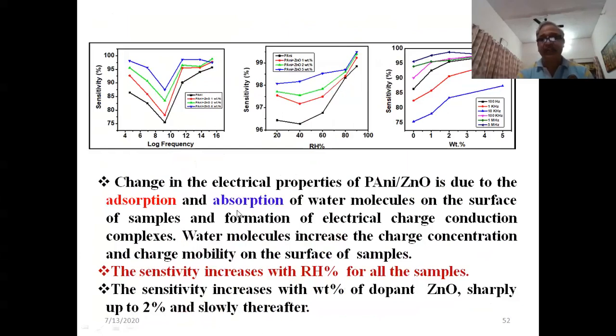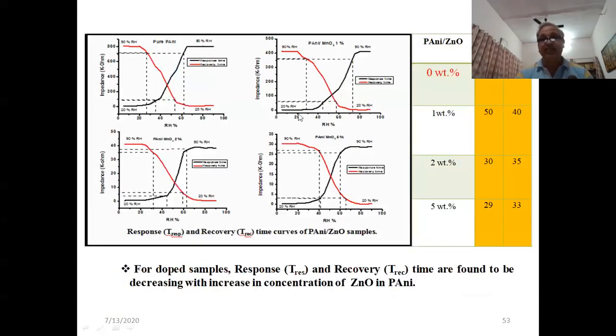sensitivity versus relative humidity and sensitivity versus different weight percent. Here we see that as we increase the ZnO content, the sensitivity increases very sharply from 0 to 2, after that slowly increases. This is the response and recovery time of pure polyaniline and ZnO 2.